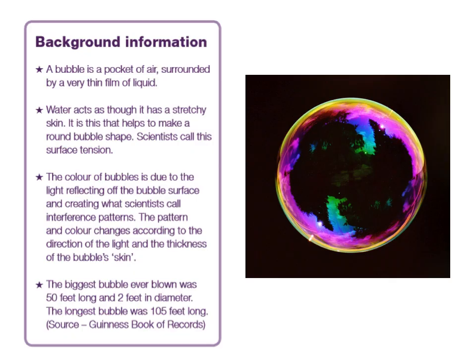Here's some background information. A bubble is a pocket of air surrounded by a very thin film of liquid. Water acts as though it has a stretchy skin. It's this that helps make a round bubble shape. Scientists call this surface tension. The colour of the bubbles is due to the light reflecting off the bubble surface and creating what scientists call interference patterns. The pattern and colour changes according to the direction of the light and the thickness of the bubble skin.